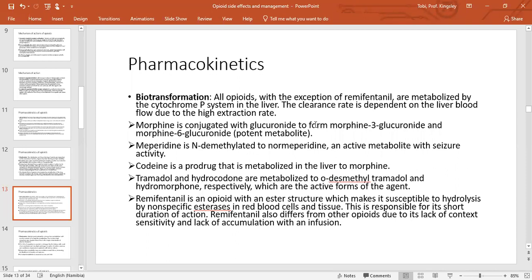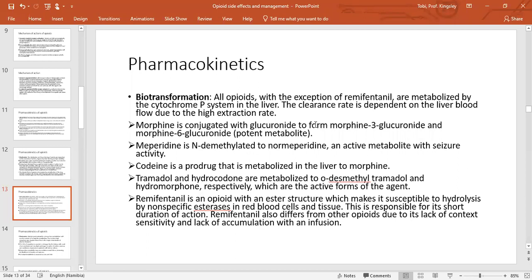Codeine is a prodrug that is metabolized into the active ingredient, morphine, in the liver. All right, tramadol and hydrocodone are opioids that are metabolized to O-desmethyltramadol and hydromorphone respectively. And these are the active forms of the agent. So before tramadol and hydrocodone could act, they need to be metabolized into O-desmethyltramadol and hydromorphone.